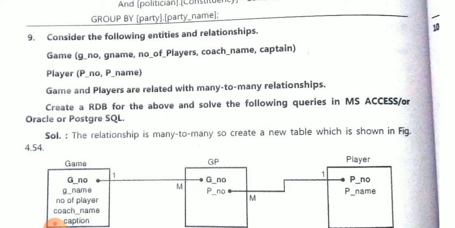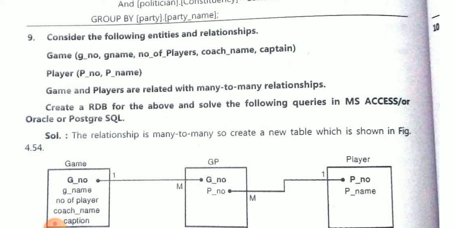G number is equal to integer, G name is equal to character, and number of players is equal to integer, because counts are there. Coach name is equal to varchar, and captain name is also varchar, that's why varchar data types are used. Okay, this is all about the game.